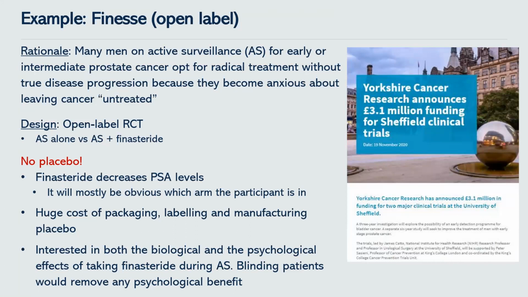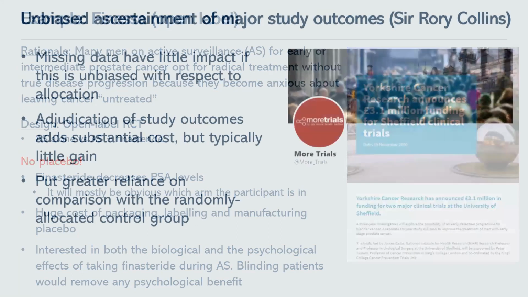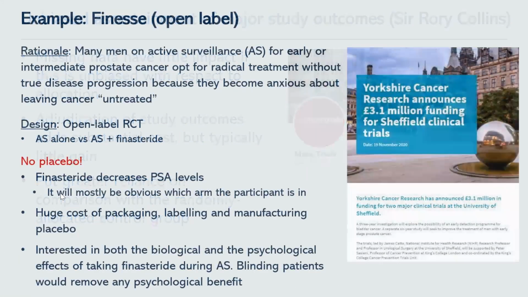The second is that finasteride is off patent. There's no placebo. We would have to manufacture a placebo specially. We'd then have to package it and label it. And that is extremely expensive. We think it would double the cost of the study if we had to have placebo. And finally, and most importantly scientifically, because we're interested in both the biological and the psychological effects of the drug, if we blinded patients, we would remove any psychological benefit that there might be.